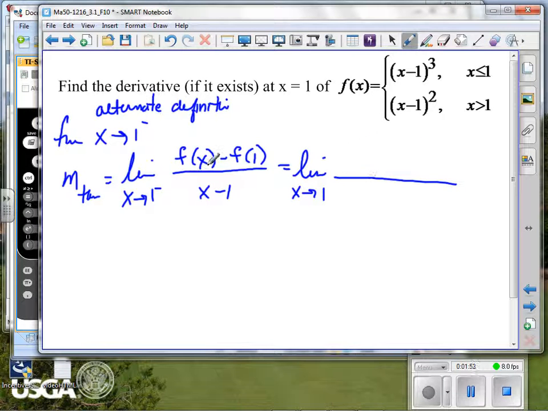Okay, so let's see. If I'm going to approach 1 from the less than 1 side, again, we just need to know which piece we're going to use. Top one. So we have x minus 1 quantity cubed minus 1 minus 1 quantity cubed divided by x minus 1. And I should have that from the less than 1 side there. Again, if you need to know how to expand this, I went over it in the other class.